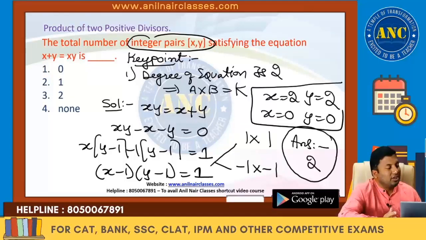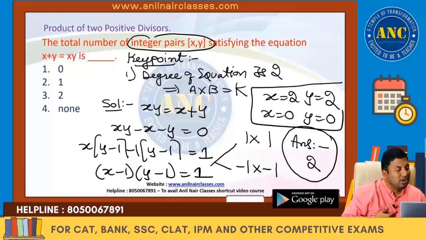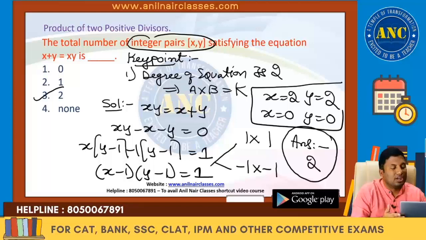x + y = xy. If the degree of the equation is 2, write the equation as a product of two factors. xy - x - y = 0. Take x common, (x - 1)(y - 1) = 1. 1 can be written as 1 into 1 and -1 into -1. x = 2, y = 2; x = 0, y = 0. x and y can take 0 because they are in the numerator, not in the denominator. The answer for this question is 2. I hope the idea is clear.